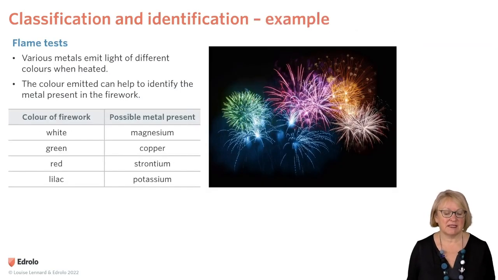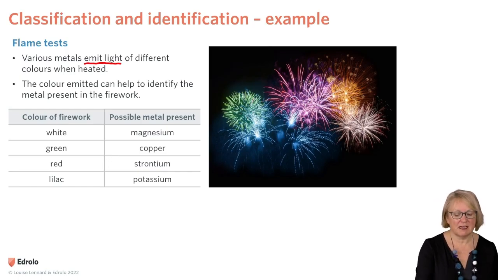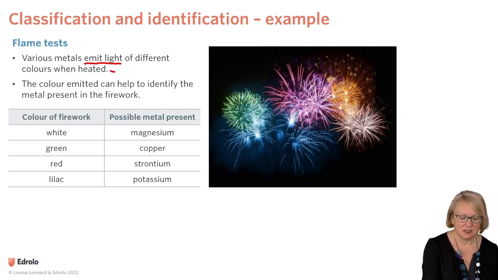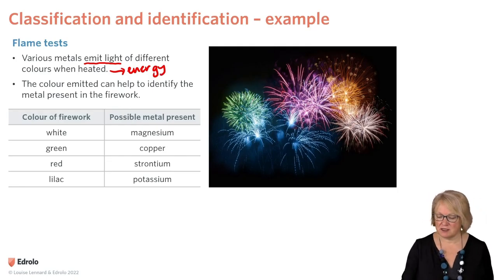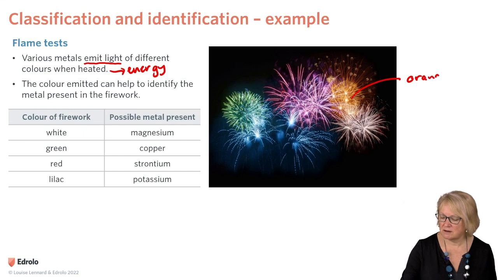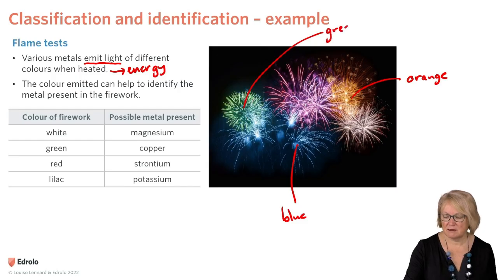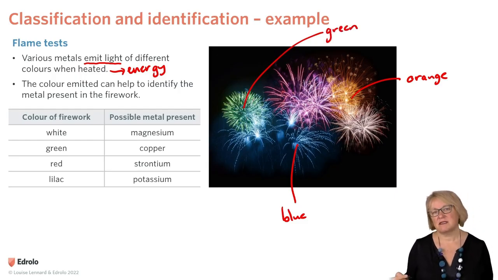Another example is flame tests, which hopefully you'll do in laboratory this year. And that's where various metals emit light of different colours when they're heated, when energy is supplied. And you can think about fireworks. You've got orange fireworks, blue, green, etc. And the type of metal that's in the firework is responsible for the green colour, the orange colour, or the blue colour that's emitted.